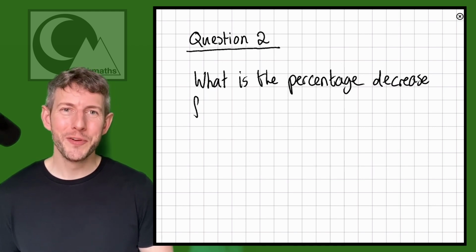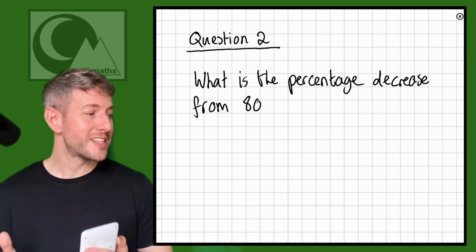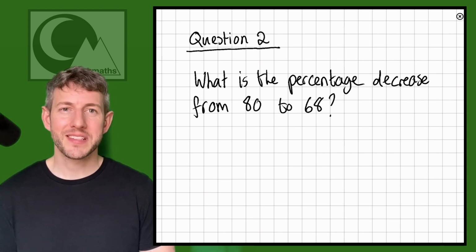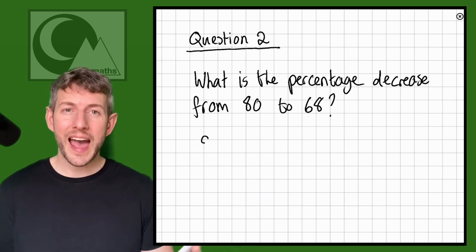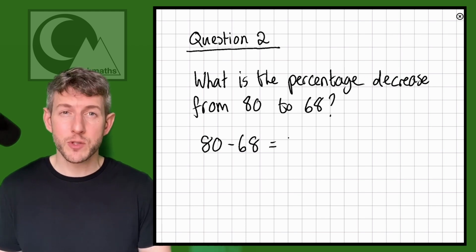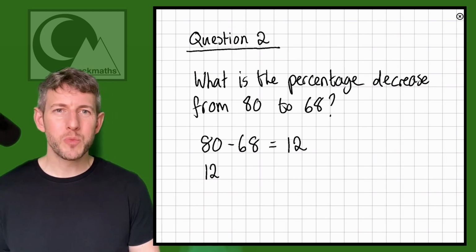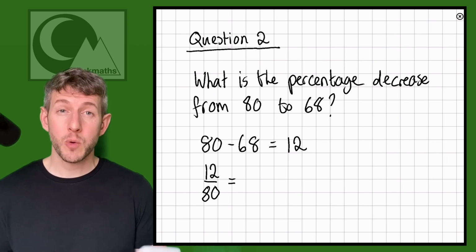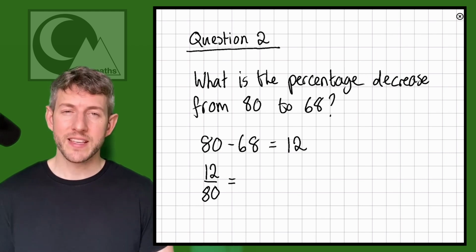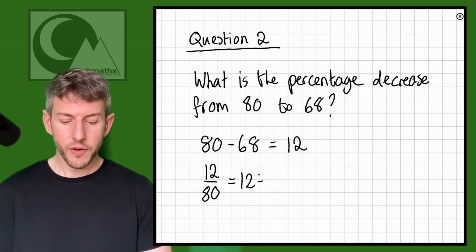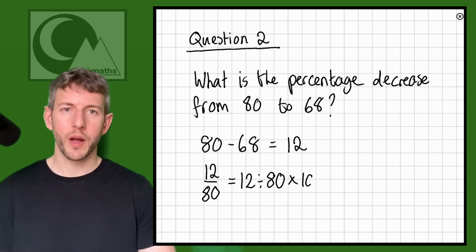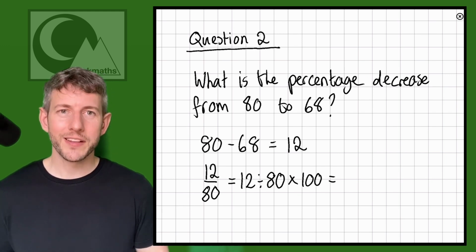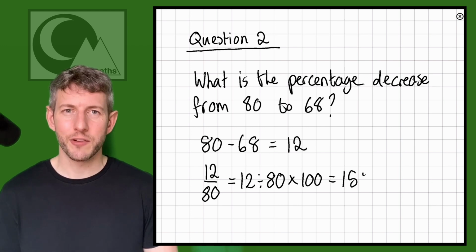In question 2, what we can see is that we've got a percentage decrease from 80 to 68. So we can see that 80 take away 68 is a decrease of 12. So now all I need to do is work out what a decrease of 12 is as a percentage of 80. So I do 12 divided by 80 multiplied by 100. And I can see that that is a 15% decrease.